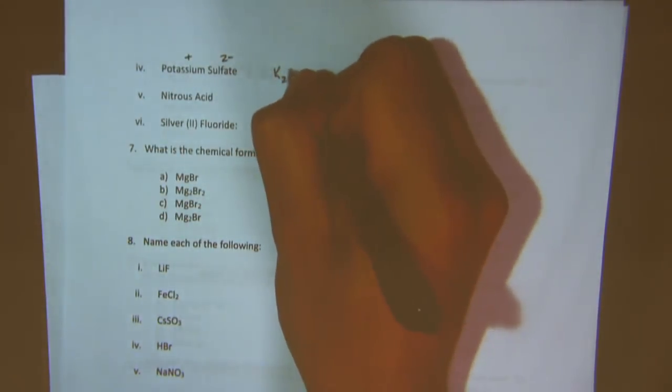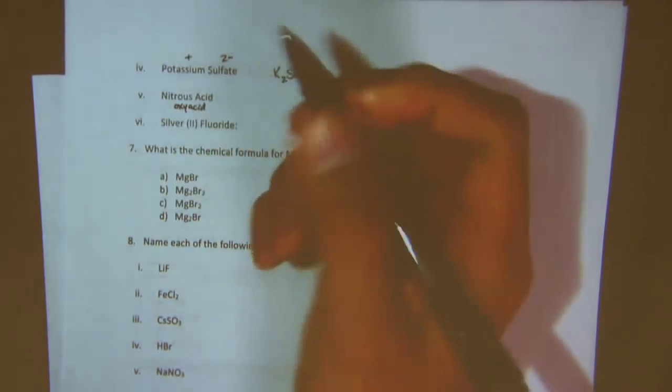So we have more naming. We have potassium sulfate. Potassium is a positive 1 charge. So this particular formula would be K2SO4. Nitrous acid is an oxyacid, so it would be HNO2. Silver(II) fluoride, this is a transition metal, and fluoride has a negative 1 charge. This denotes that it has a positive 2 cation, so the particular formula would be AgF2.